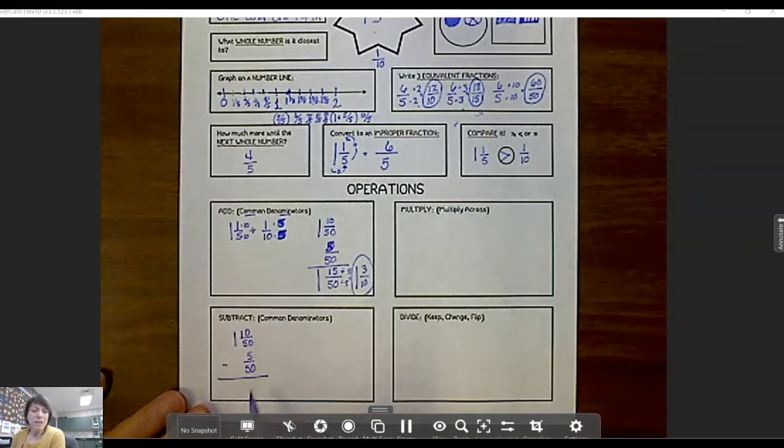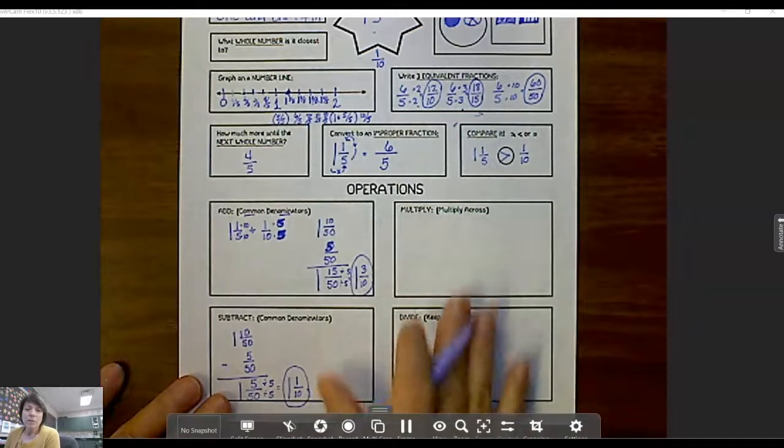So again, with mixed numbers, I like to stack them when I'm doing my adding and subtracting. And so this is subtraction now. I took my bigger number, the mixed number, and I'm subtracting my fractional part. So 10 minus 5 is 5, and we don't add or subtract those denominators, and 1 minus 0 is 1. And then again, 5 and 50 can both be divided by 5, and so I need to do that simplifying. 5 divided by 5 is 1, and 50 divided by 5 is 10, and of course that's in lowest terms.